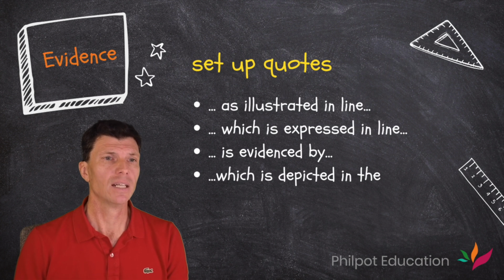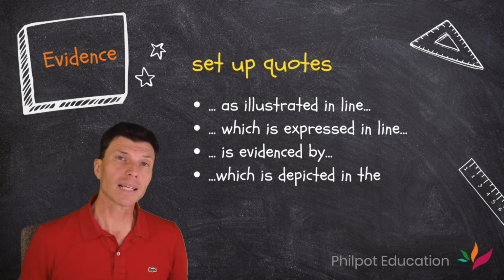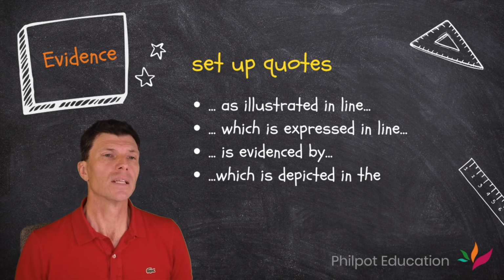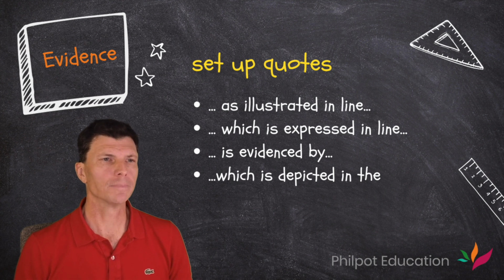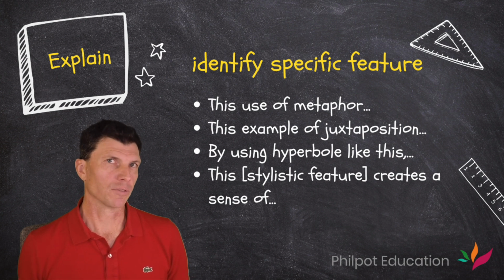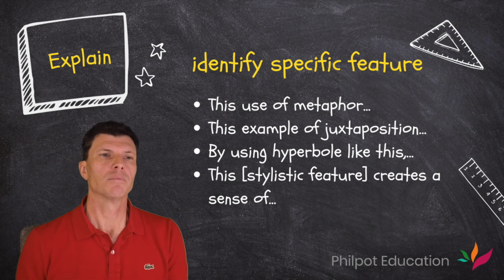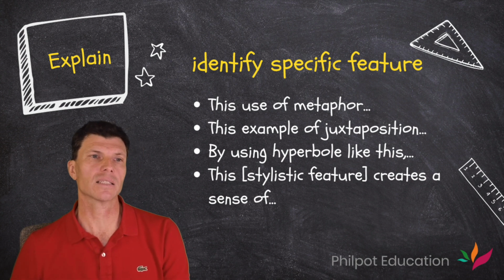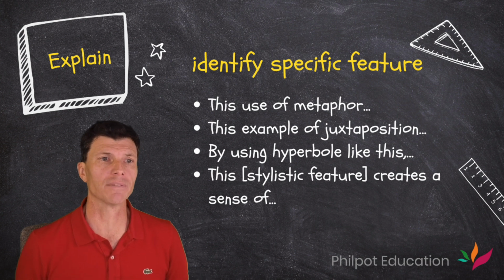To set up evidence, next, you'll need some words like illustrate, express, evidence, depict. Sounds a little fancier than "to show." So those are great words for setting up quotes, or pointing to an illustration that's on the page, or describing a visual. And then when it comes to the explanations, you're going to need to identify a specific feature. You might get the verb "use" again: "this use of metaphor," or "this example of juxtaposition," or "by using hyperbole like this." Notice the word "this" is in there a lot. It's kind of pointing back to the example that was just given.